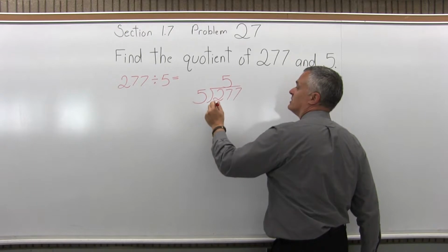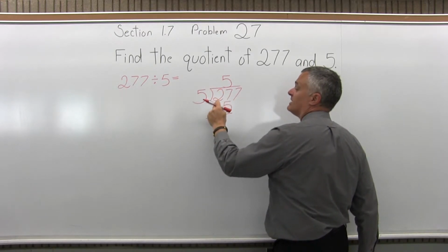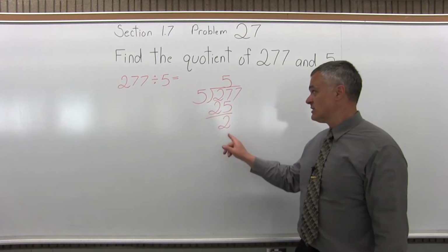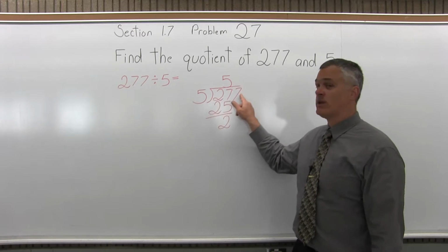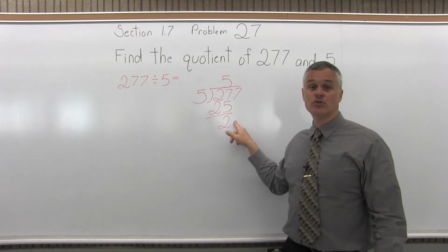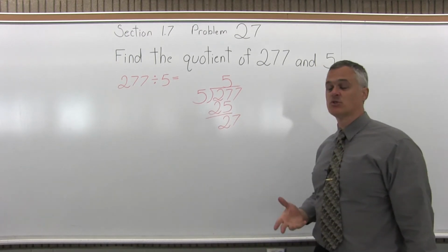5 times 5 is 25. And I will subtract 27 minus 25. That gives me a 2. 2 is a good answer. It's smaller than 5. So I go over one digit to the right, which is a 7. I bring that 7 down next to the 2 that I got as an answer from my subtraction. The 2 with the 7 next to it becomes a 27.